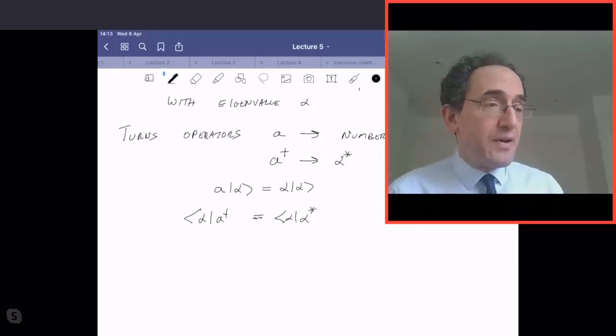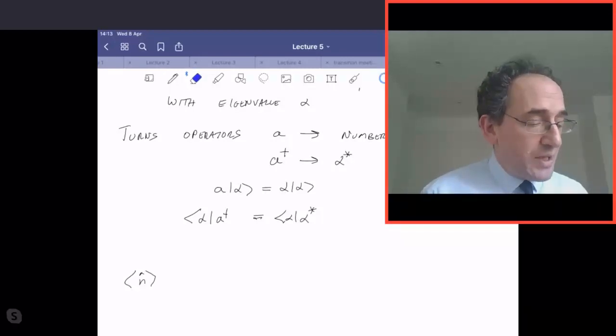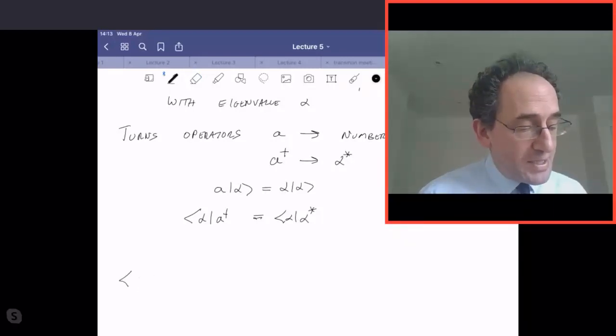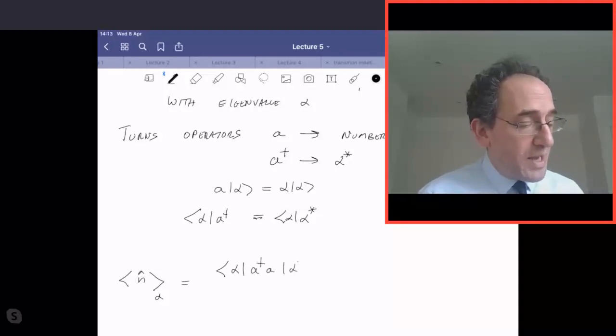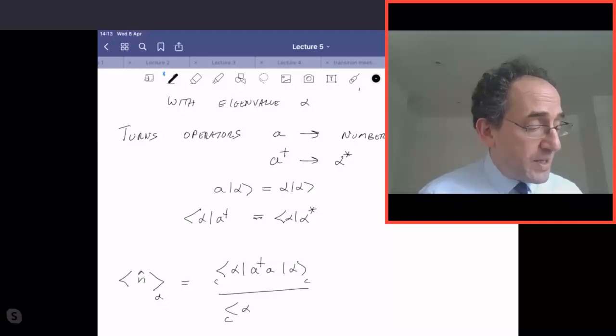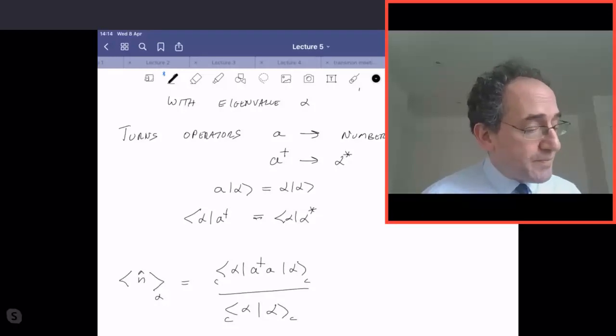Let's try to do a calculation. Let's do a calculation of the expectation value of the number operator in the coherent state alpha. So what's that? Well, it would be alpha A dagger A alpha. That's the number operator in the coherent state alpha. And remember that the coherent states aren't normalized, so we have to normalize it properly. So let's think about what we get here.